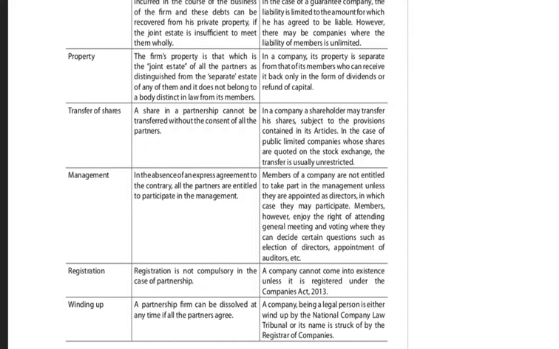Transfer of shares. A share in a partnership cannot be transferred without the consent of all the partners, because partnership has a distinct nature. It depends upon the mutual agency, mutual relation, mutual knowledge about partners. You cannot transfer your share. A partner cannot transfer a share, and if he transfers the share, the partnership will automatically come to an end.